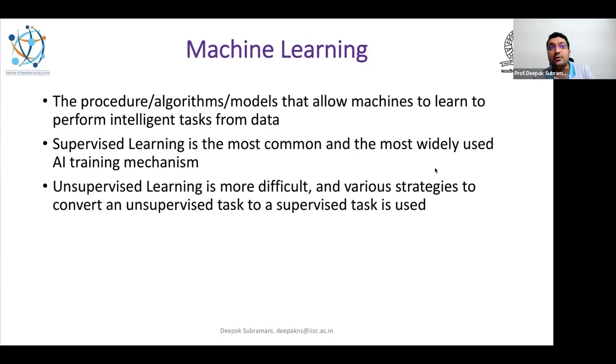That is what an unsupervised learning task is. It's actually very difficult for a machine to do that. So there are different ways in which we make a machine go from an unsupervised learning task to a supervised learning task and train AI systems to do that.